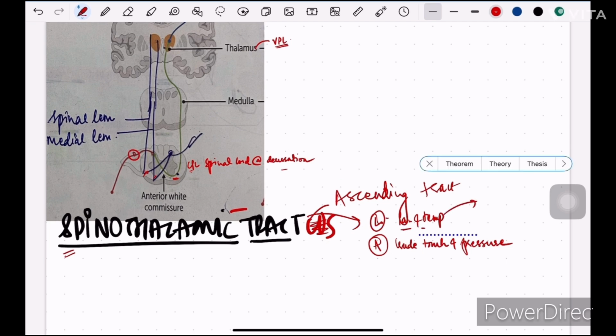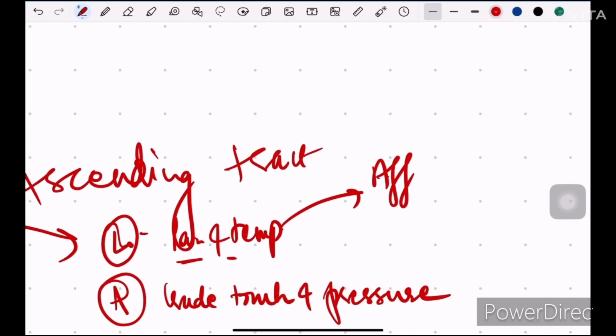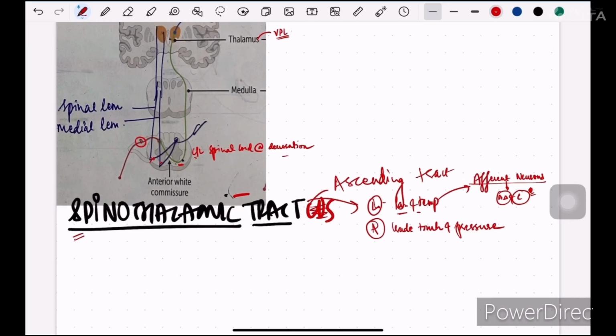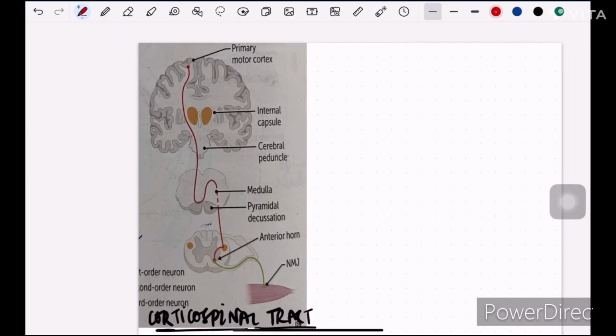So pain and temperature is carried by what kind of afferent neurons? Okay, we'll talk about different types of neurons and receptors. Right now just remember afferent neuron, which is basically a type of nociceptor that carries your pain and temperature, A delta and C type. We'll talk about both of these in another video, types of neurons and receptors. And then comes the corticospinal tract.